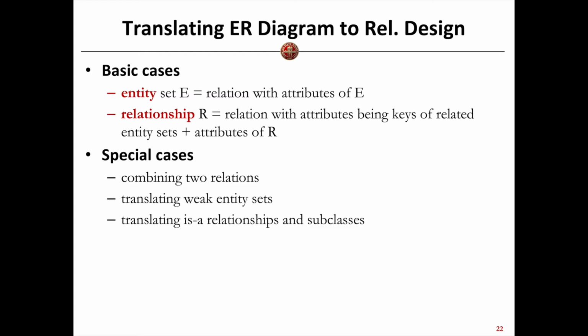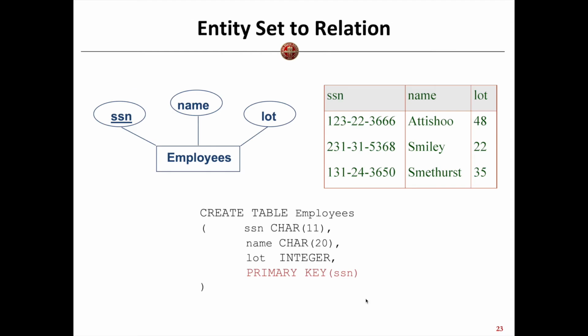For weak entity sets, we also need some special rules to handle them. It will be very similar for a subclass. When we translate the is-a relationship, we also need special rules to handle it. All this will be covered in the following pages. We can start with a very simple case about the entities we have before.